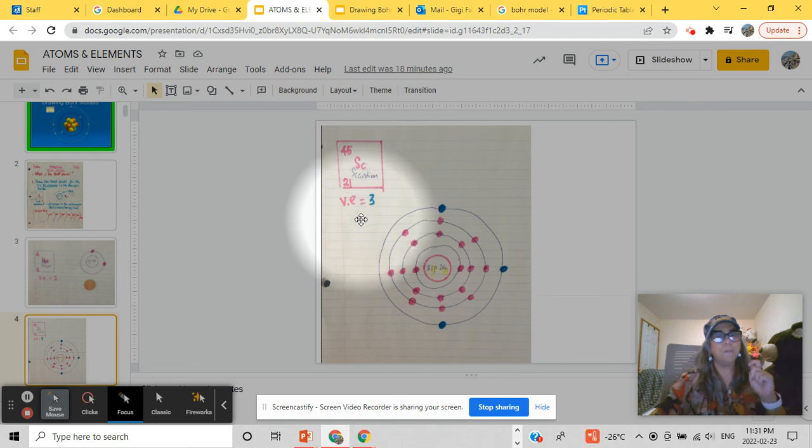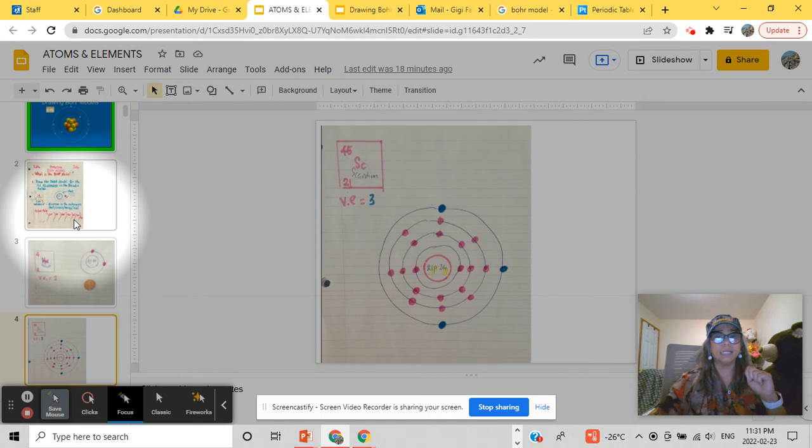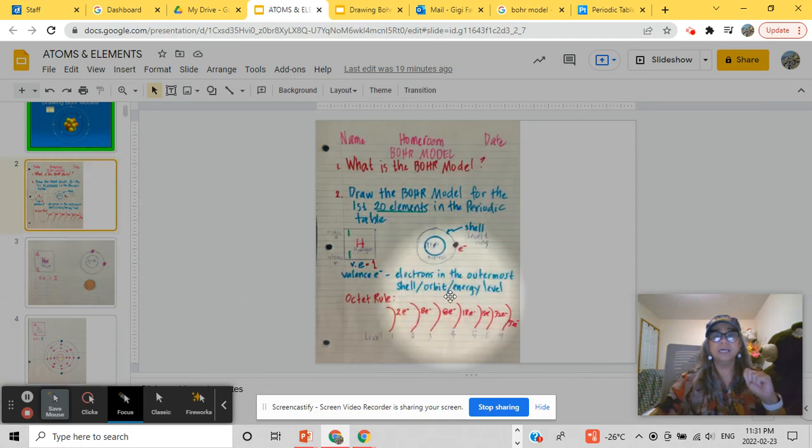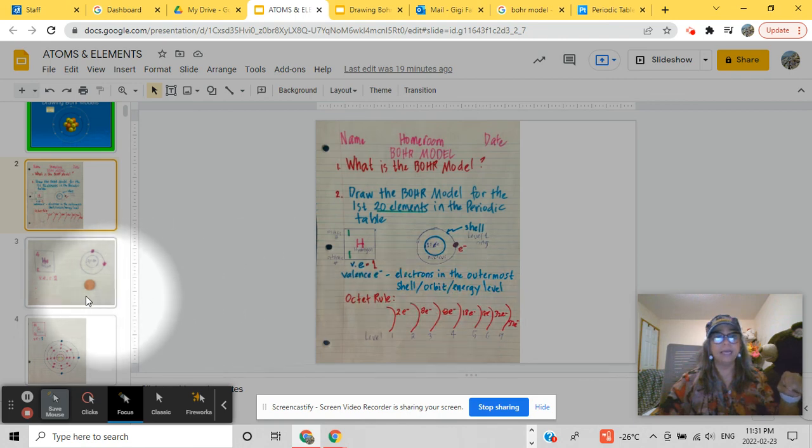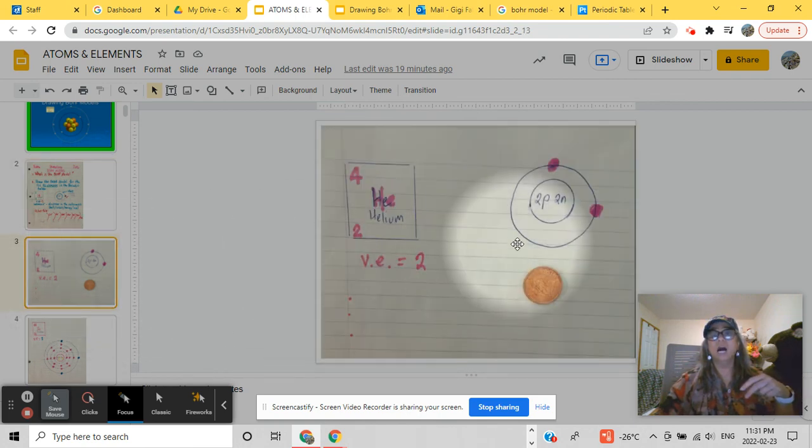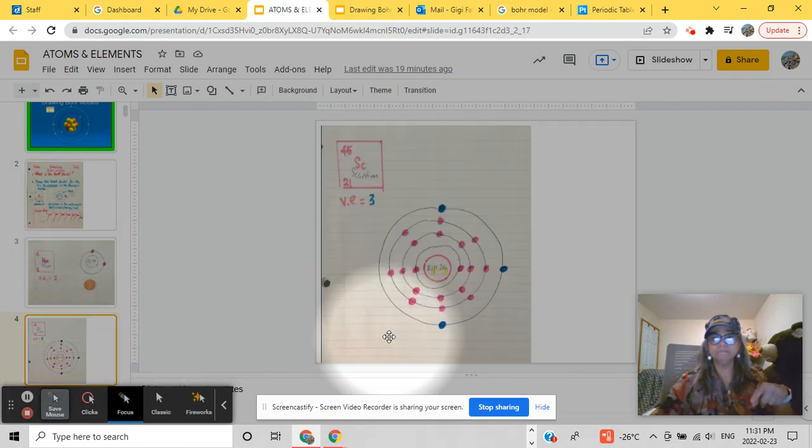But then how about the valence electrons? Valence electrons again are what? The electrons in the outermost shell, okay? Or on the last shell. How many do you see here? 1, 2, 3. There you go.